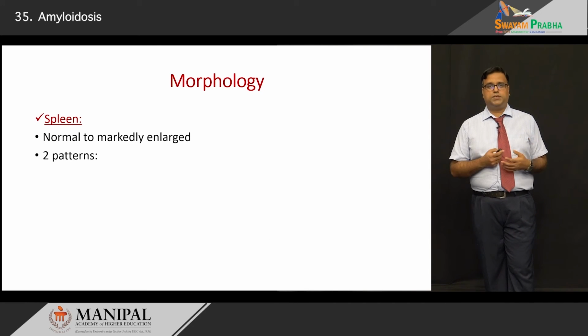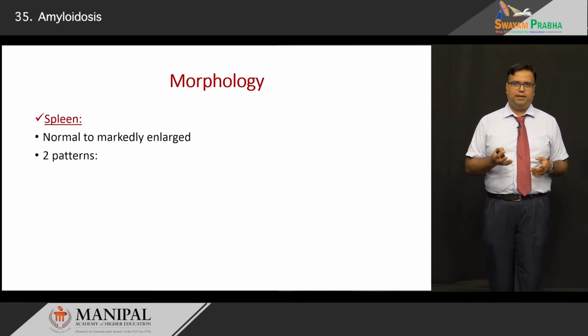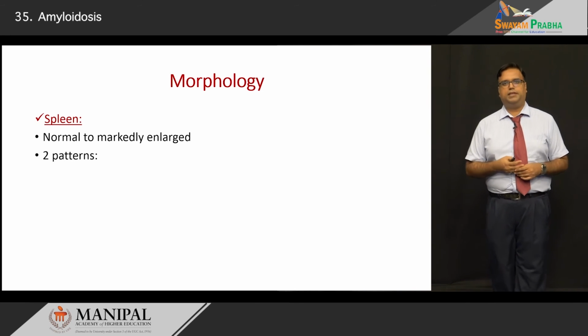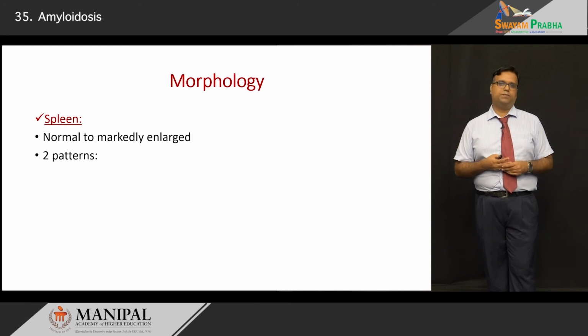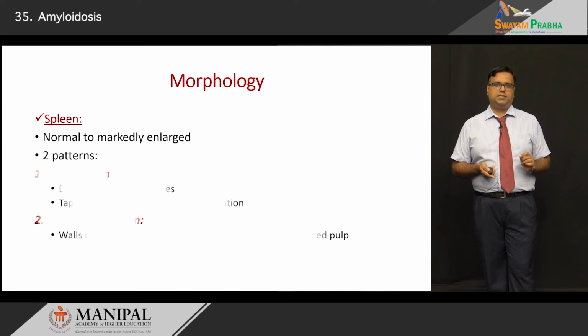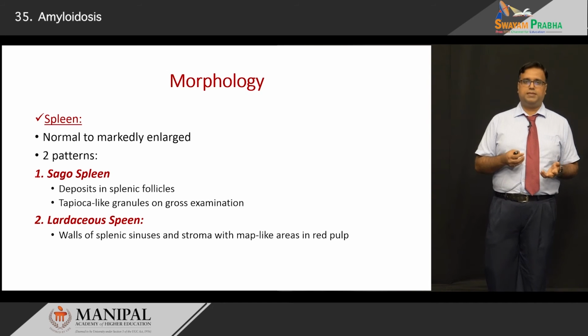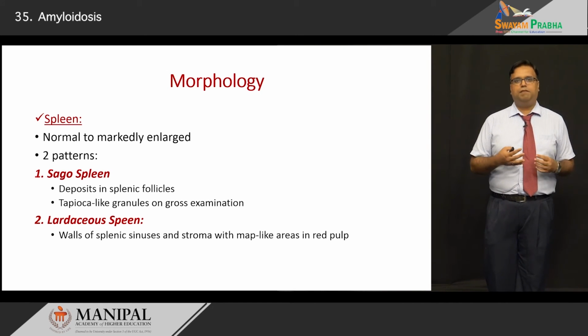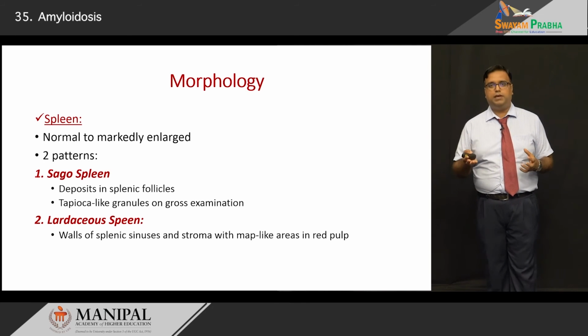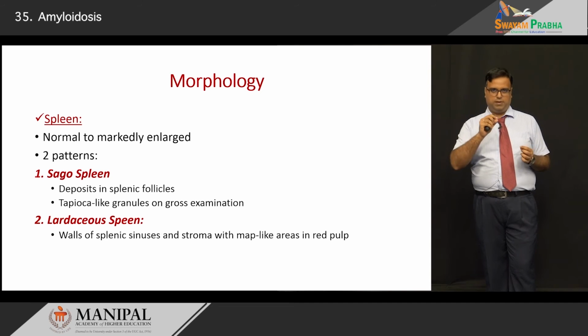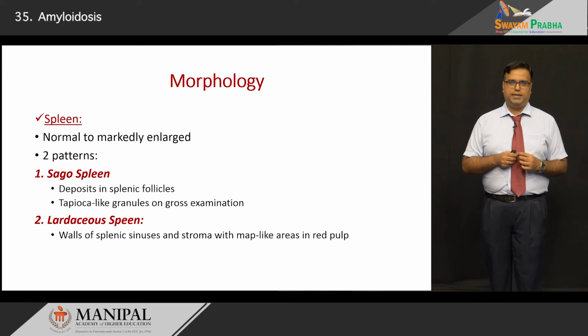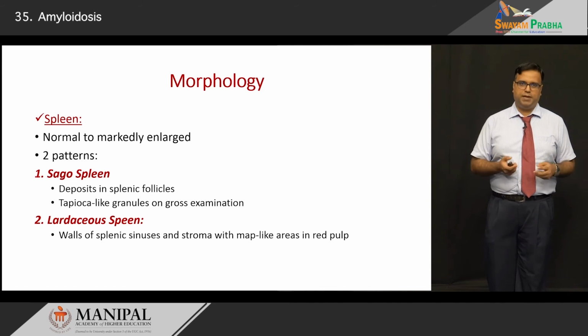In the context of the spleen, it is normal to markedly enlarged because it is another reticuloendothelial organ, so it is inescapable that it is involved there as well. But there are two particular patterns which are harped upon. It entirely depends on where the deposits are. If it is in the splenic follicles, lymphoid follicles, you get large tapioca-like granules, like grains of sago, as they are called. So they are called sago spleen.